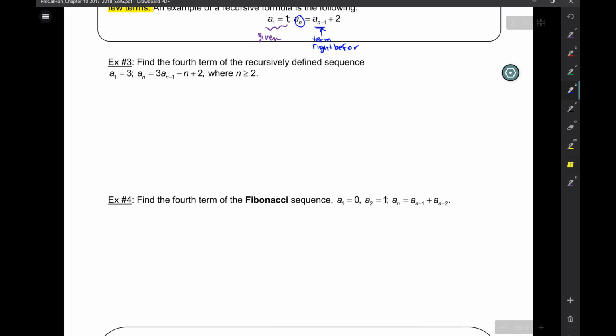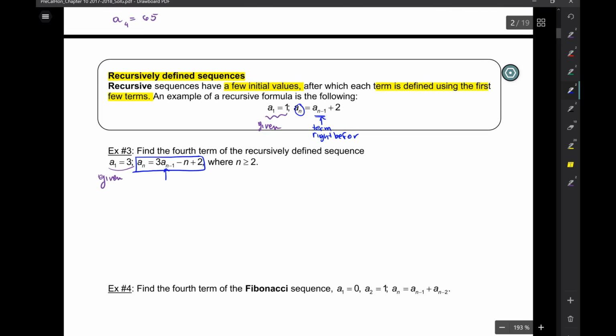So take a look at this one. It says find the 4th term of a recursively defined sequence. Here, A1 is equal to 3. So this one is just given to you. And then a sub n, each respective term, is 3 times a sub n minus 1. That's the one that comes right before, so this is the preceding term. And then minus n plus 2.